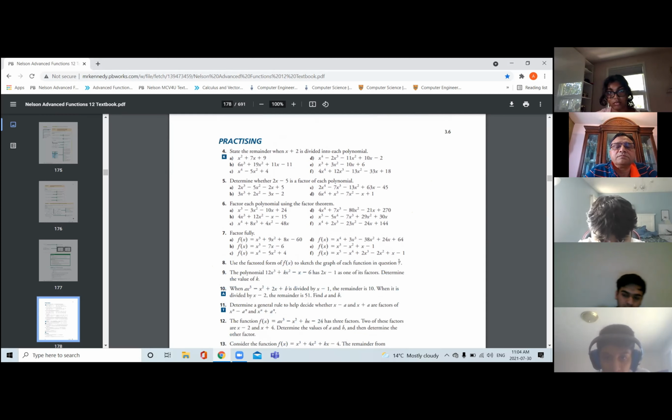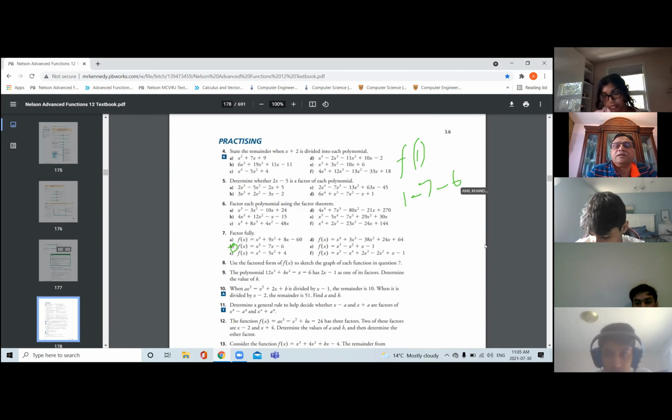Use the factored form of f of x to sketch the graph of each function. Let's take B: x cubed minus 7x minus 6. So you'd have to find the factors of 6 and 1, so plus or minus 1, 2, 3, and 6. Just plug in 1. When you plug in 1, you get 1 minus 7 minus 6. That doesn't work, it's not 0.